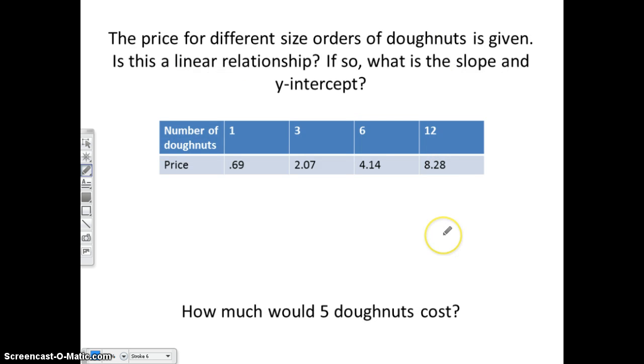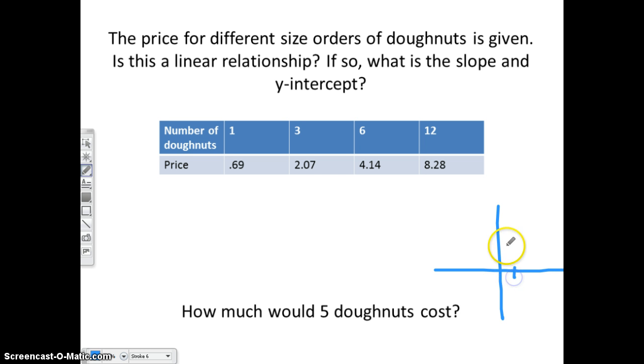All right, next up in terms of difficulty is probably something like this. A story problem. The price for different size orders of donuts are given. Is this a linear relationship? Right now, we don't know. So let's just do a quick little graph right here.